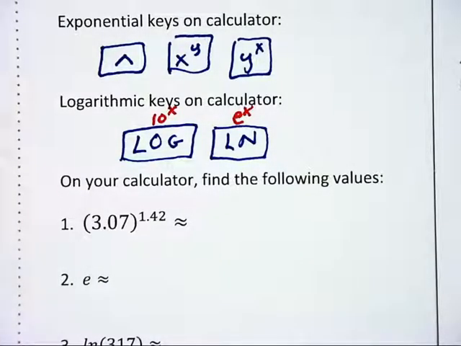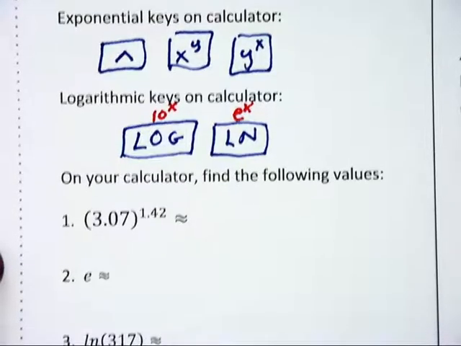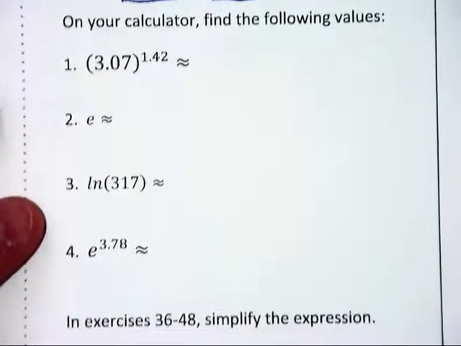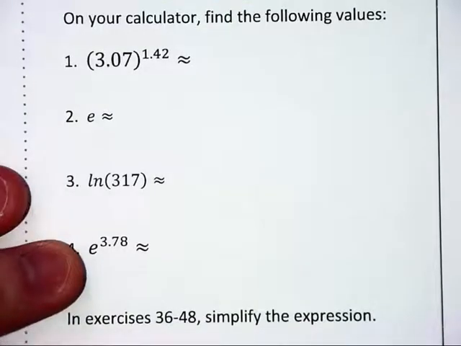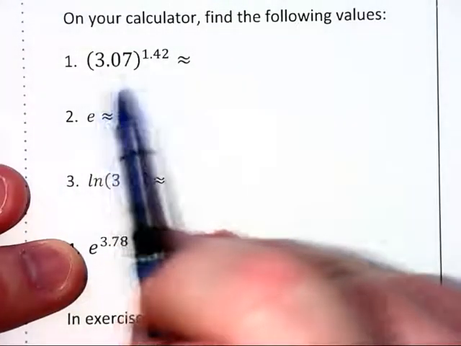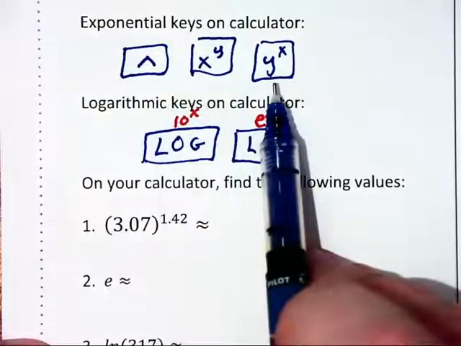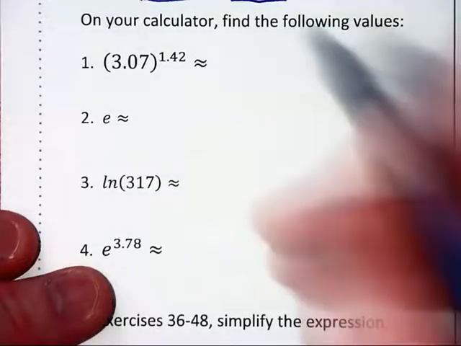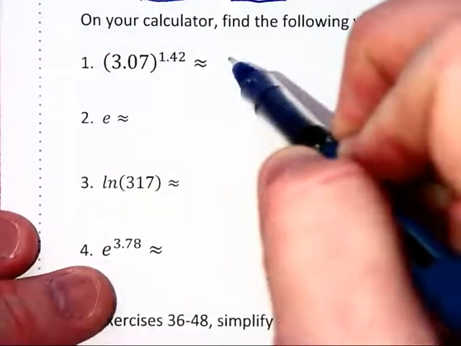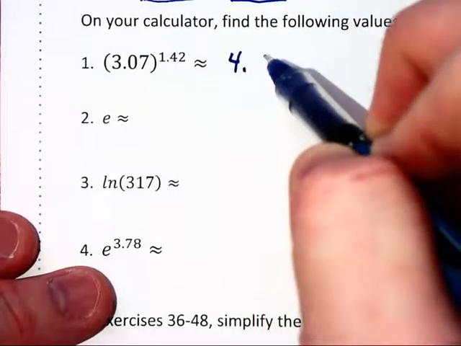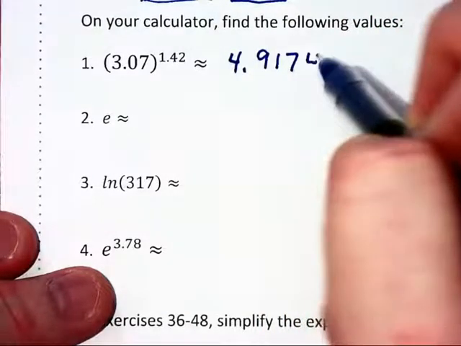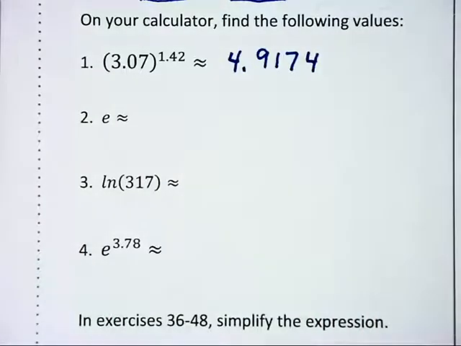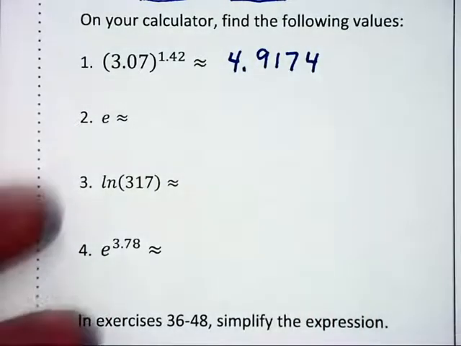Okay, we also have to determine whether your calculator is a forward calculator or a backwards calculator. Now, for raising something to a power, all of our calculators are going to work the same way. You're going to type in this 3.07. You'll hit your raise it to a power key, one of these three on the first row. Type in your 1.42, and out will come your value. And this should be approximately 4.9174. And as a general rule, I'm going to be rounding these to 4 decimal places.